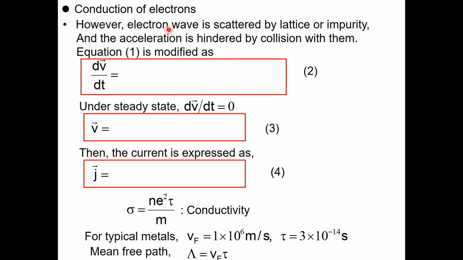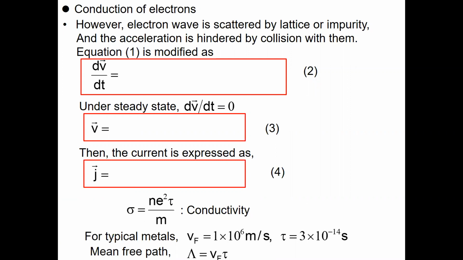However, the speed of the electron cannot be infinite. So somehow the electron wave must be scattered or stopped. What makes it stop is scattering by lattice or impurity in the solid materials. When the electrons move around, they are scattered by the lattice or some unknown atoms. That's why the speed is not infinitely accelerated, but it is stopped.